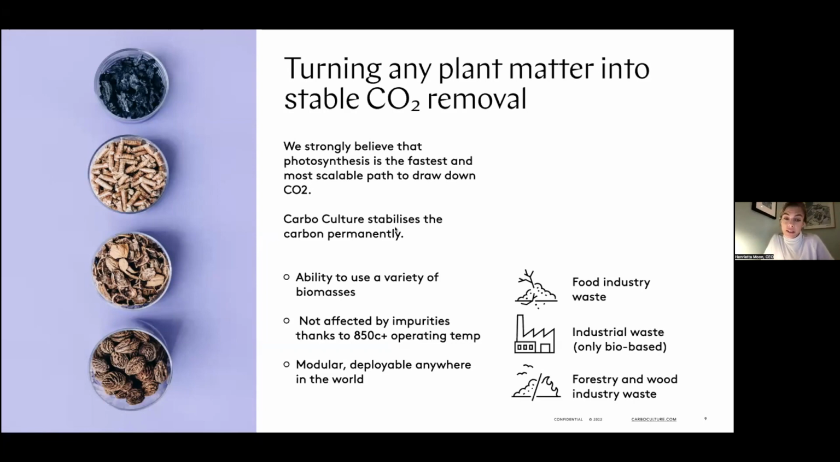But we're not affected by impurities because we're operating at such a high temperature. So any of that stuff will just be burned off. And then again, it's a fairly straightforward process. We don't use any chemicals or anything like that. So really neat and clean.